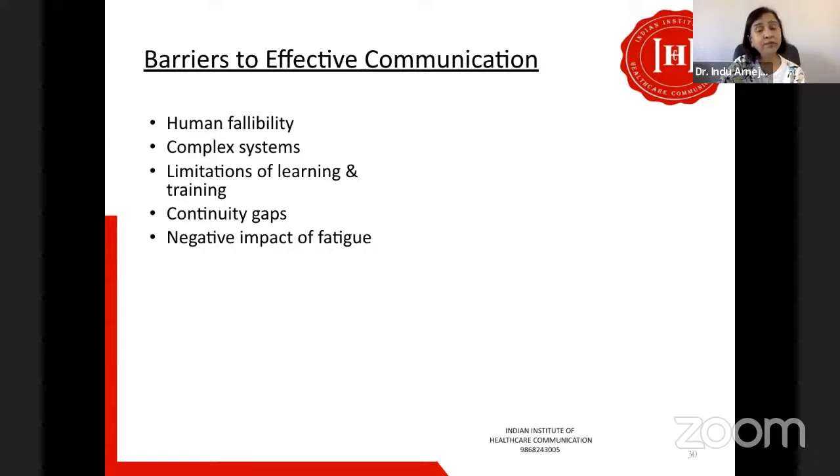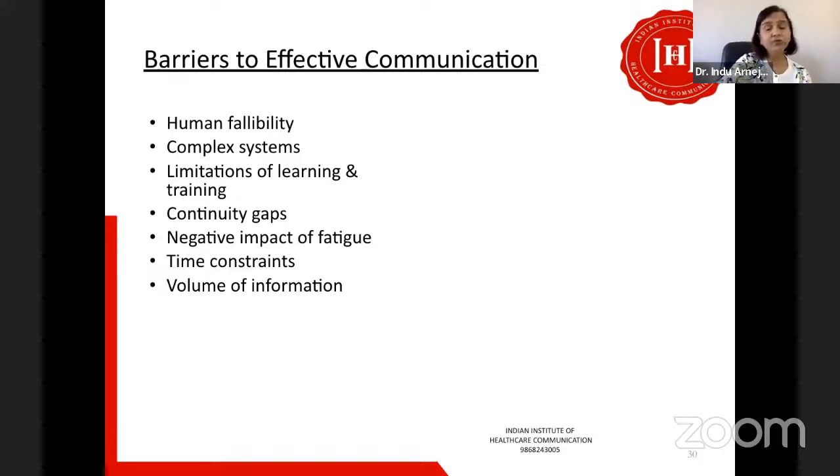There can be a negative impact of fatigue. When people are tired, they are less likely to give detailed information about each patient. They may try to cut short, or say everything is written, have a look, and if you have any problem, you can talk to me. Time constraints we have talked about. Usually when we don't have overlapping time, nobody would like to stay extra and hand over.